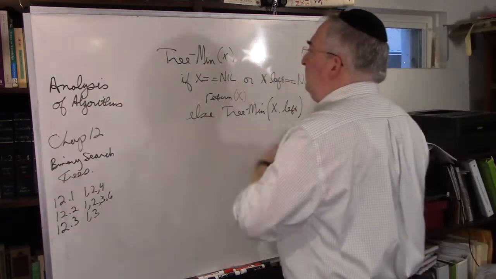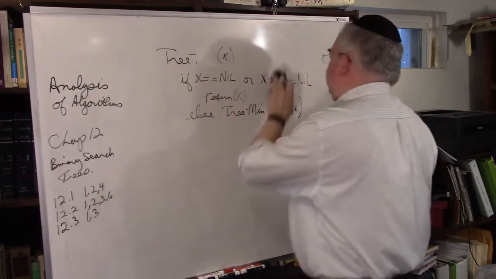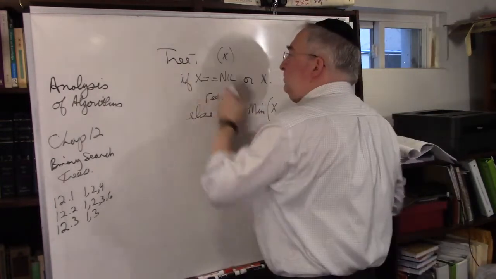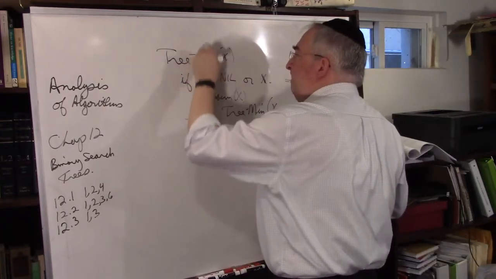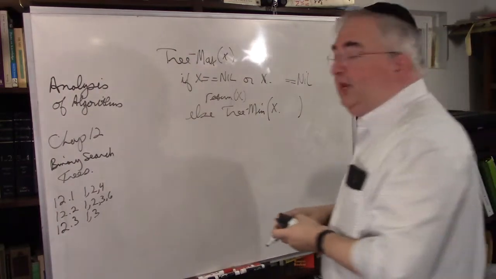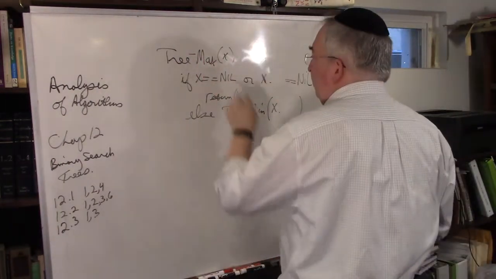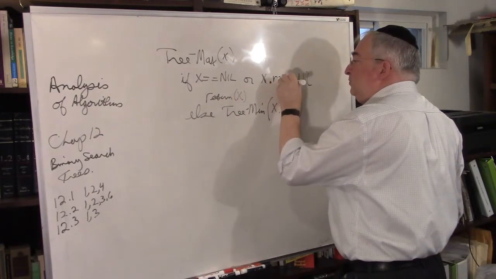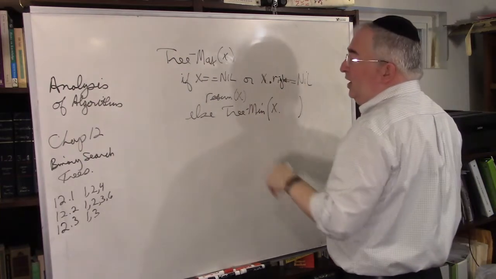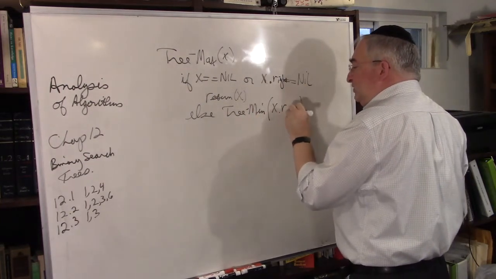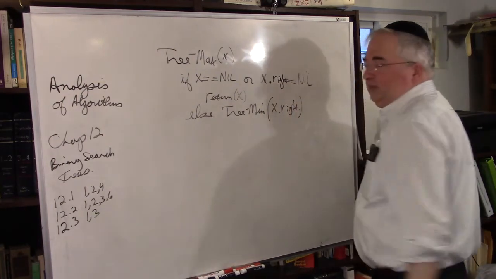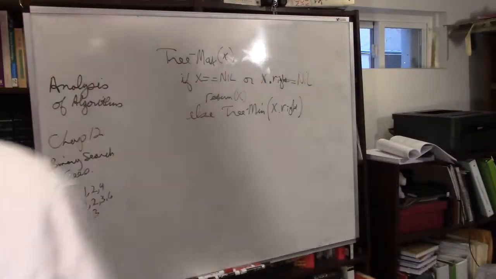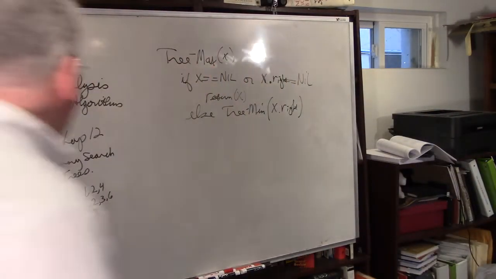Gotta erase some things. I don't have to rewrite it. Okay, what's tree max? That's where we keep on going to the right, to the right, to the right. So if x is equal to nil, same thing there, or if x dot right is nil, then return x. Otherwise, tree max of x dot right. That's it. Let's leave it at that. Okay, that's tree max. Good. That's number 2.